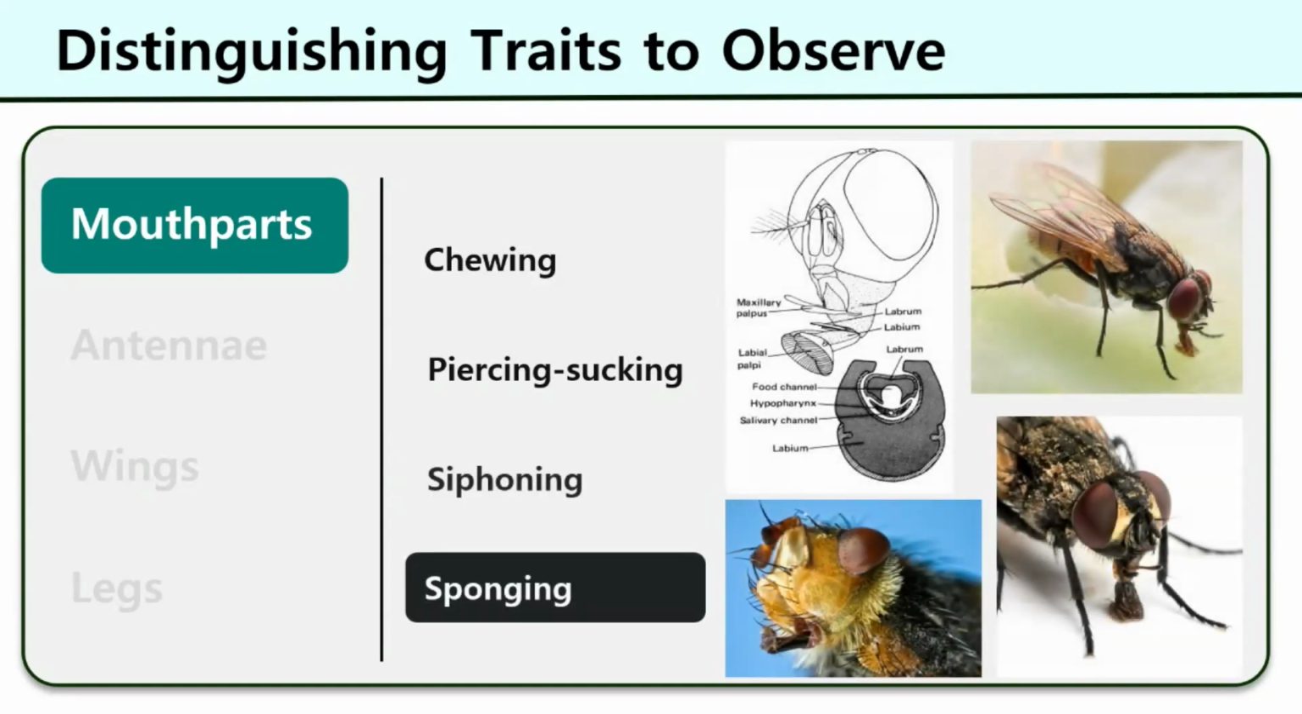We have sponging mouth parts. Classic example of this is with a lot of our fly species. And we can see up close what this modified mouth part can look like. And at the end, it's modified to act like a sponge. So when it hits a particular surface, it can absorb different liquids.